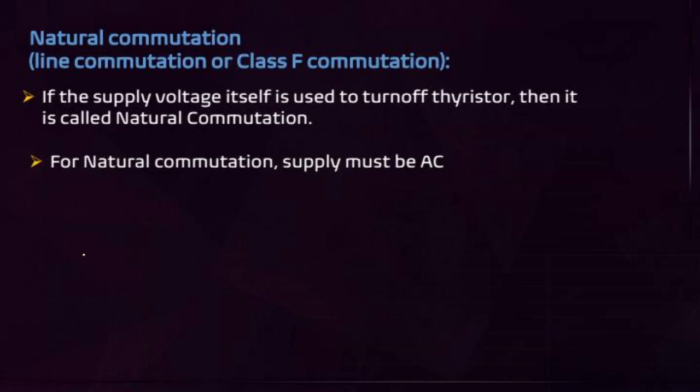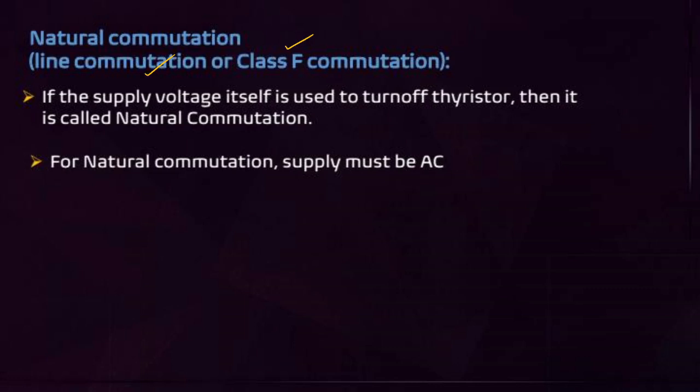Natural commutation. What do you mean by natural commutation? The supply voltage itself is used to turn off the thyristor. That means whatever supply we are giving to the circuit, by using that supply only we can turn off the thyristor. But this is applicable only for an AC supply. If the supply is AC, then only natural commutation is applicable. Natural commutation is also called line commutation or class F commutation. Alternative names are also important. Even applications are also important.